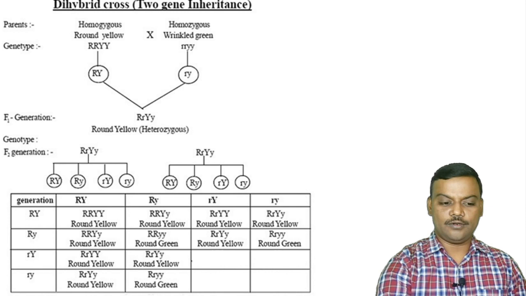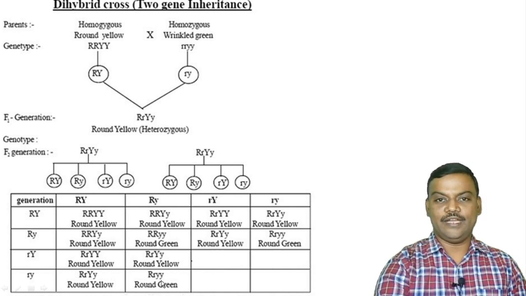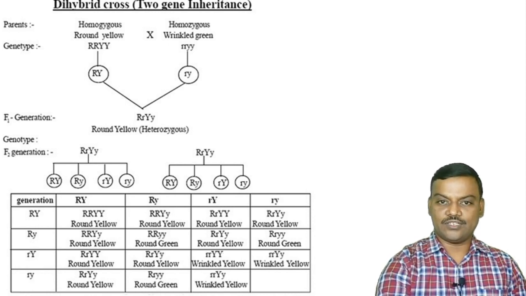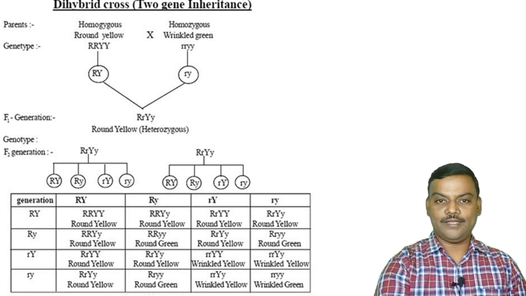The next combinations are these 3 individuals: capital R, capital R, small y, small y; capital R, small r, small y, small y; capital R, small r, small y, small y. These 3 individuals become round green. The next 3 individuals, small r, capital Y, small r, small r, capital Y, small y, small r, capital Y, small y, become wrinkled yellow. And the last combination is small r, small r, small y, small y. So it becomes wrinkled green.